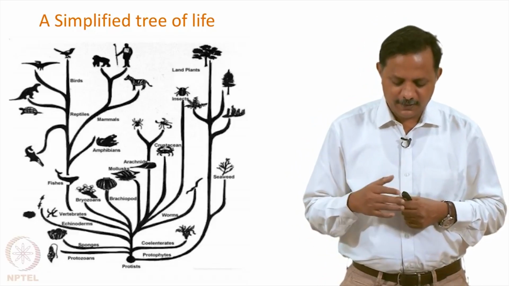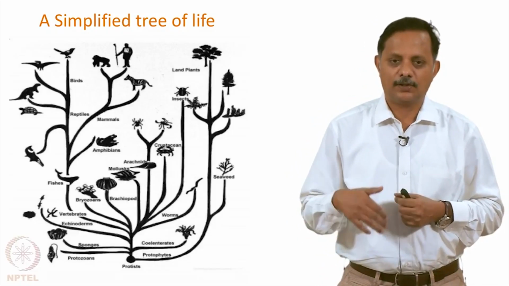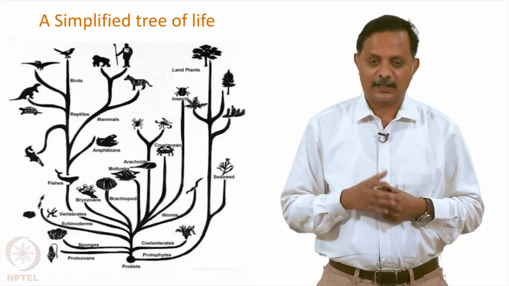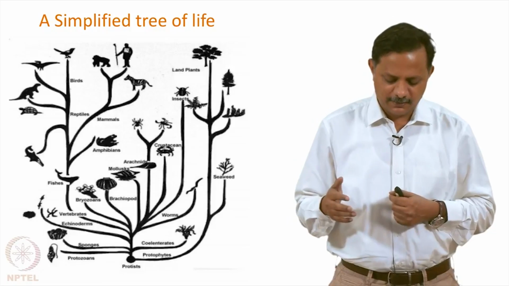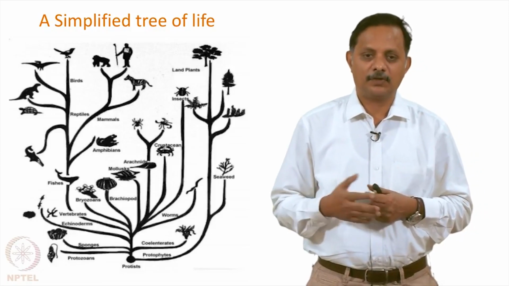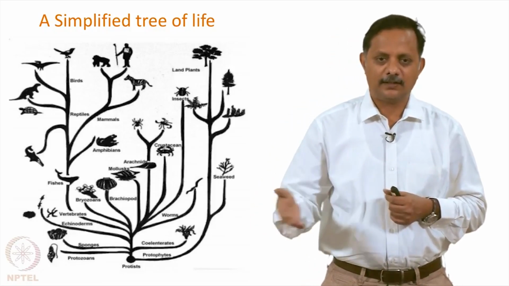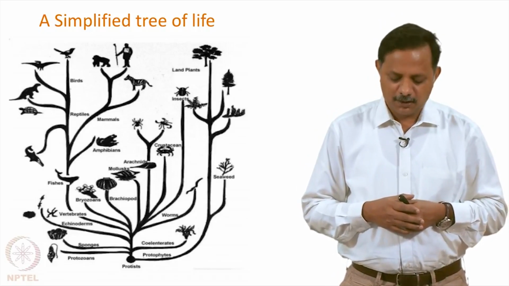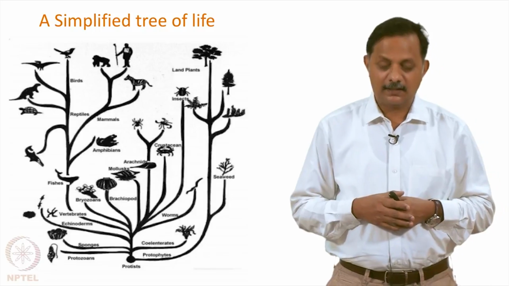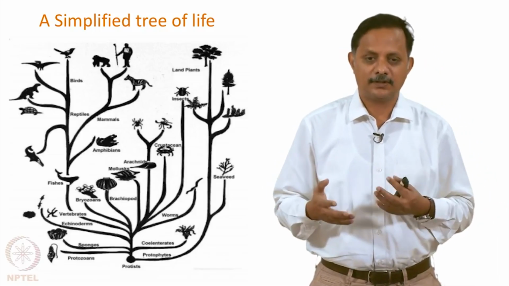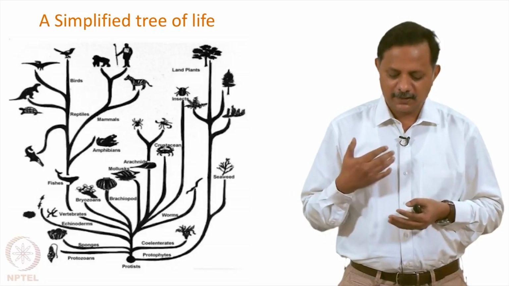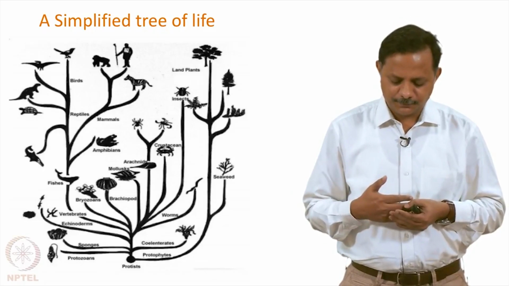Then on the left side you can see the protozoans, which are also single cell organisms, and if you go slightly further up, branching out on the right side you have coelenterates. A good example of that is hydra, and we will look at that in a moment. And on the left branch again you see sponges. Both sponges and coelenterates are multicellular organisms, but sponges do not have any nervous system per se, whereas coelenterates do have a nervous system.